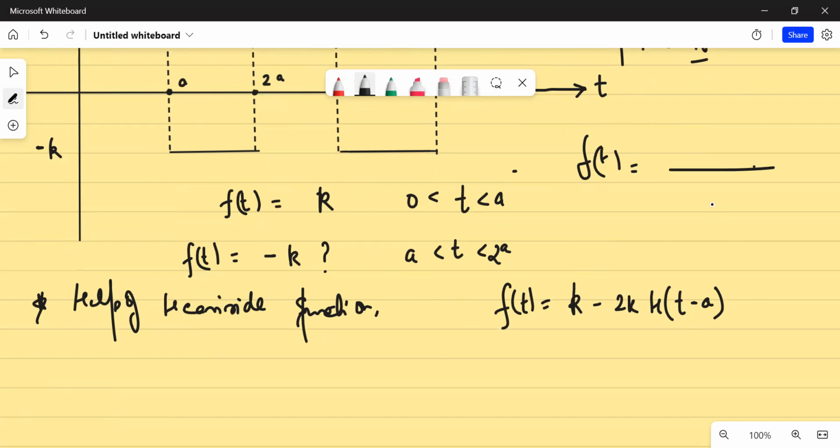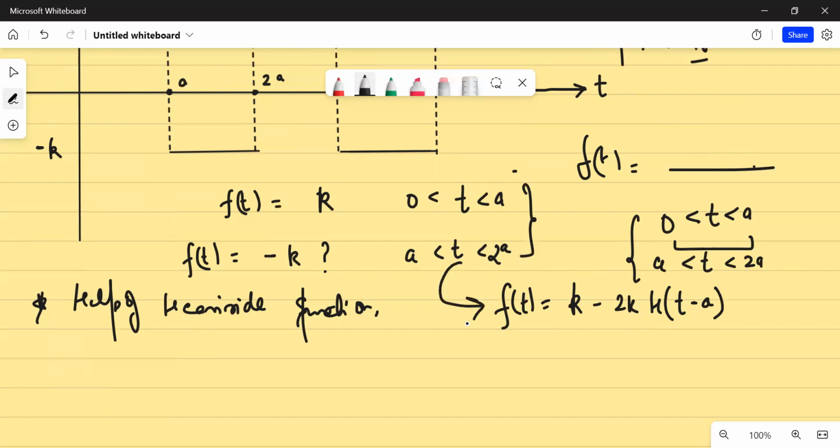So see, whenever your t was less than a and greater than 0, your Heaviside function for all those values would become 0. So simply k would remain. And whenever your t lies between a and 2a, your Heaviside function would become 1. So it will correspond to minus k. Is that clear? So these two definitions can be expressed in this particular single term. Is that clear or not clear?